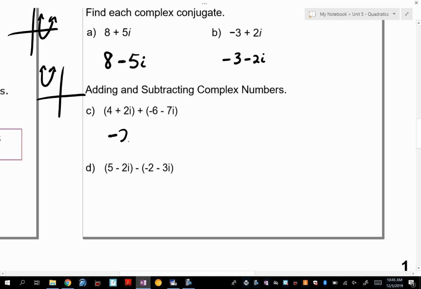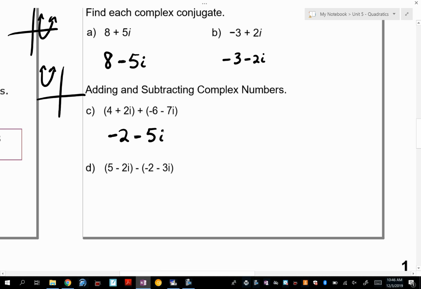Negative 2. 4 plus negative 6. They're different signs. So you subtract them, keep the sign of the bigger one. But you should have noticed there, Sebastian, not the fact that you got the number wrong, is that which ones did I add? I added the real numbers, right? I added only the real numbers. Now I'm going to add the imaginary numbers. What's 2i plus negative 7i? Negative 5. Very good, Dominic.